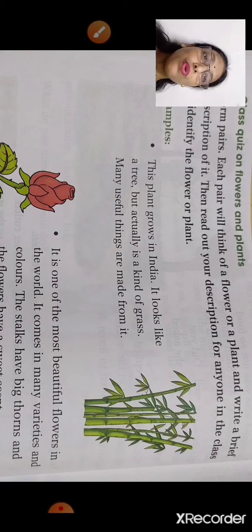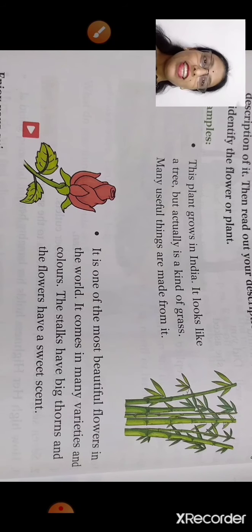This plant grows in India. It looks like a tree, but actually is a kind of grass. Many useful things are made from it. What is it? Through the picture, can you make a guess? It's sugar cane. Let's see the second one.